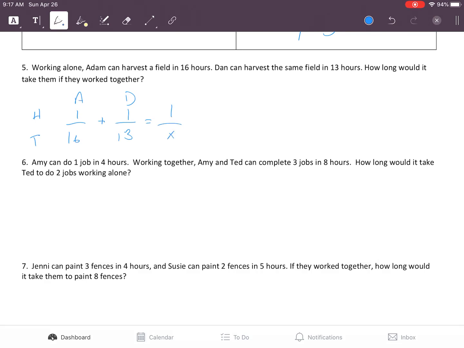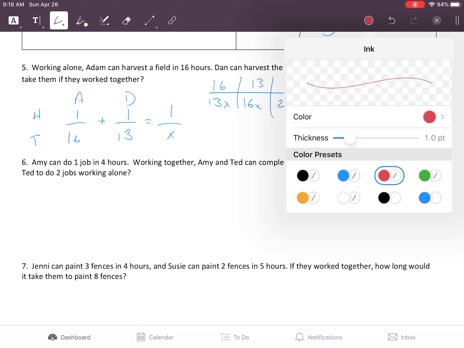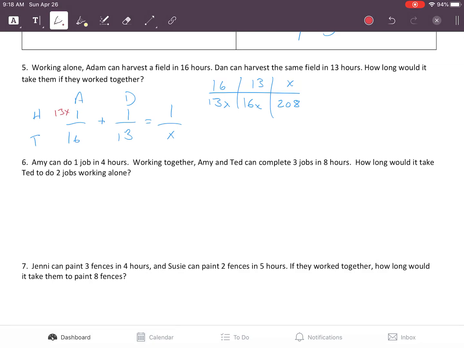Again, we're going to draw this little chart here. So we have 16, 13, and x. We're going to find the common denominator. 16 is missing both 13 and x. 13 is missing 16 and x. And x is missing 16 times 13, which is 208. So we multiply the numerators of 1, 1, and 1 by what the common denominator requires. So we have 13x, we have 16x, and we have 208.